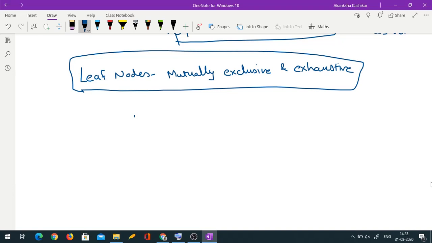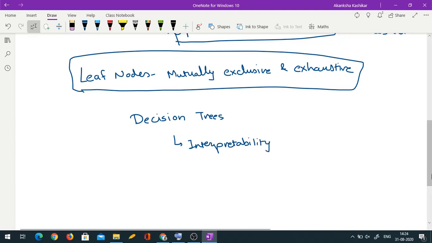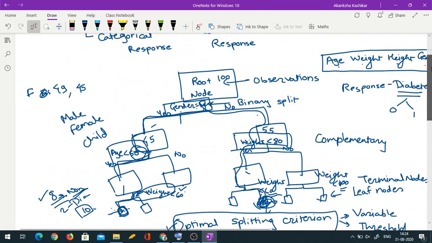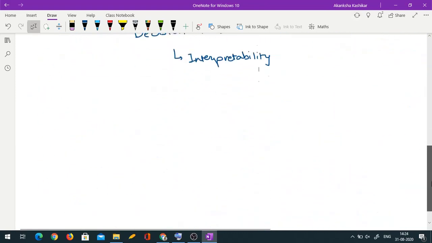But trees are widely used. They are also called decision trees. They are widely used for their interpretability. The major reason for wide use is their interpretability. Now, they are interpretable, meaning what? See, suppose, let me focus on one split.